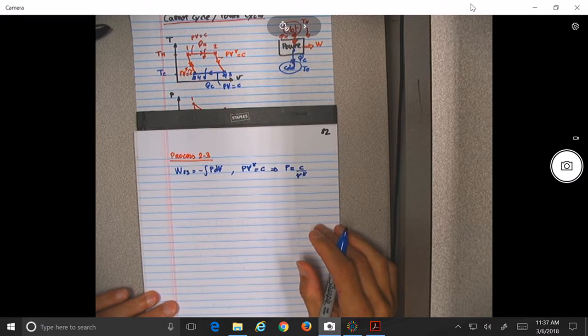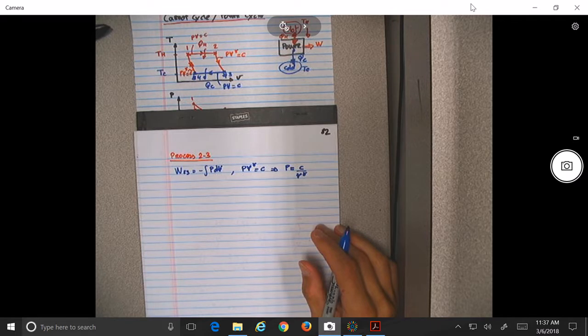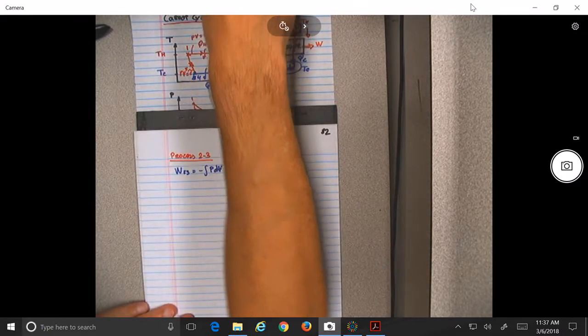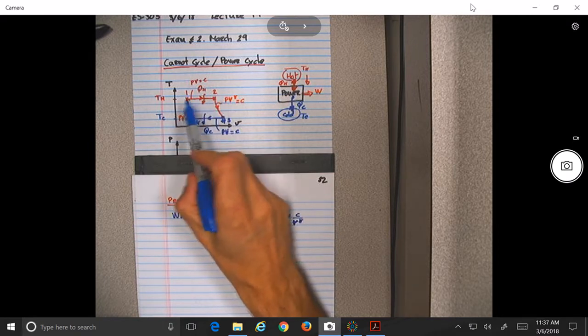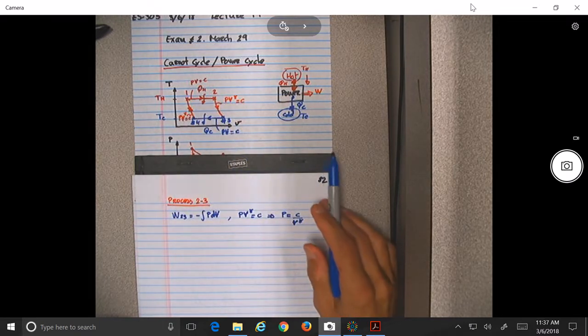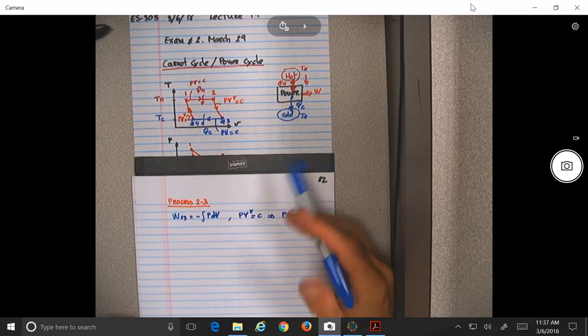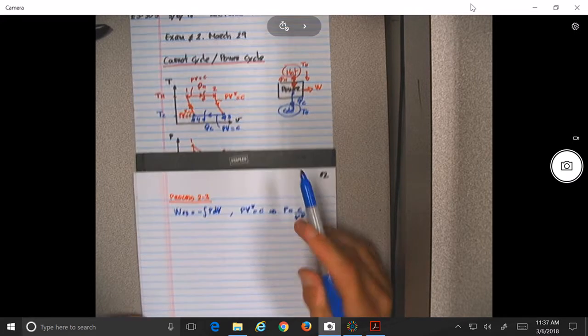Okay? Yes? Why for this process is it to the power of gamma and for the last one? Because if you look from the figure, I mean, that's the way it is. If you look from the figure, this is a straight line, and this is not a very straight line, okay? But it's the way it's defined. It's the way the cycle is defined. All right?